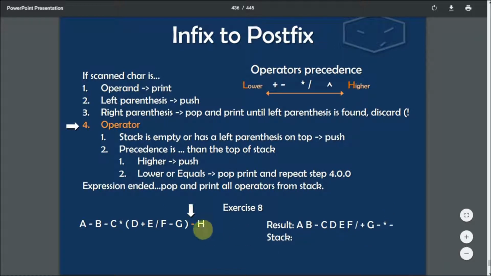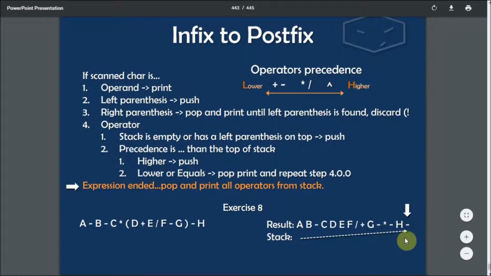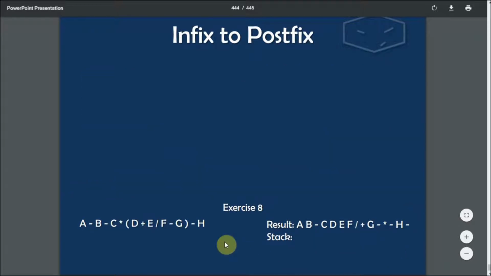Now the stack is empty, so we push, okay. H is operand, we print, and the expression ended, so we pop and print, pop and print, and this is it. This is the result expression, okay.